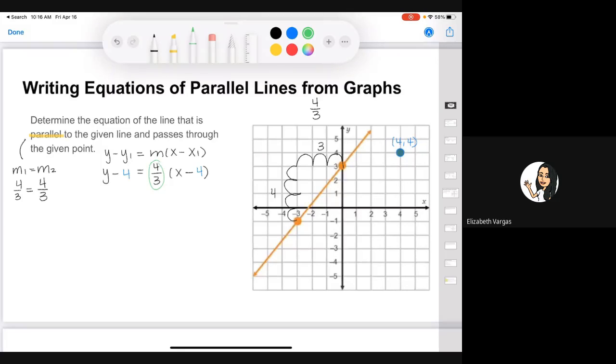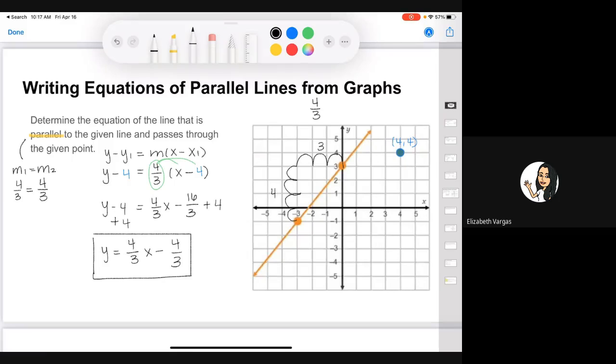Distribute this, 4 over 3x minus 16 over 3 equals y minus 4. Now I'm going to move this over. So plus 4, y equals 4 over 3x minus 4 over 3. And so that is my end equation. And that is the equation which represents my line that if I were to create it, that would pass through this point.